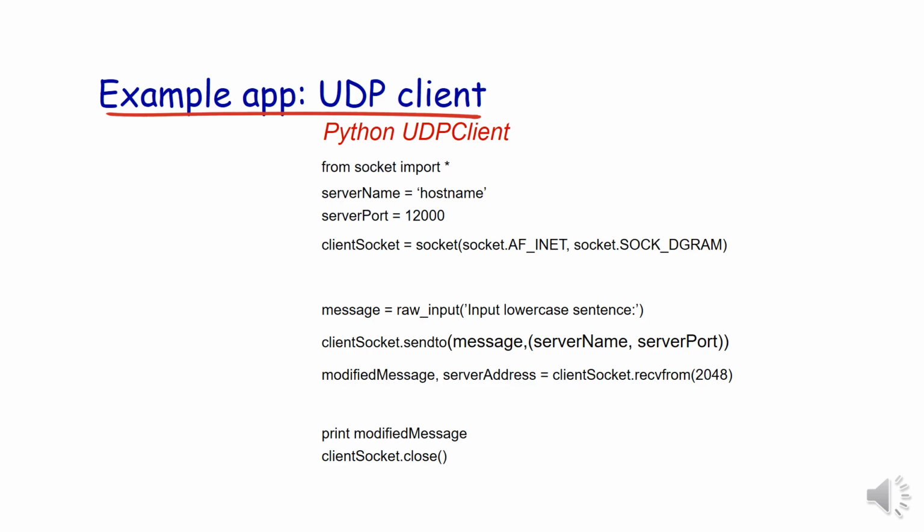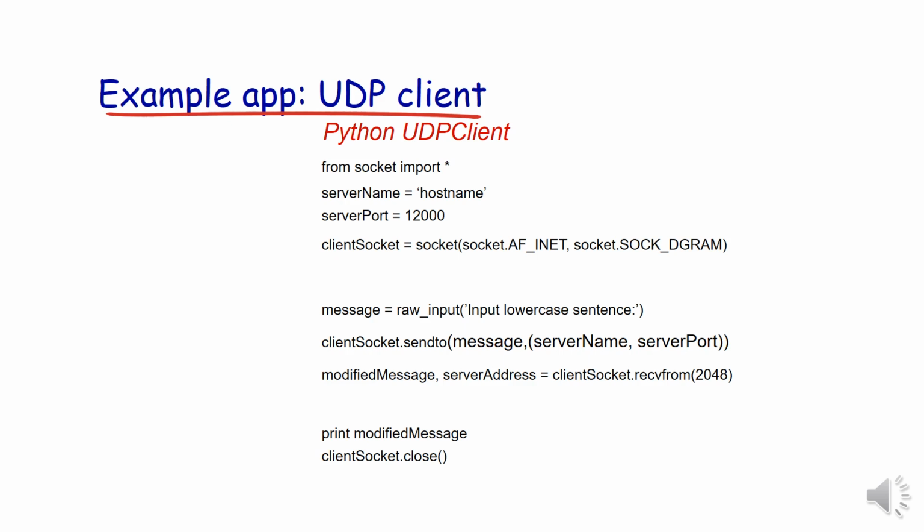Then the client creates a socket. The socket constructor is used for creating the socket, and the arguments are AF_INET, the address family, and SOCK_DGRAM. Finally, it creates a socket and stores it into the variable clientSocket. raw_input is a method for reading the data from the keyboard. "Input lowercase sentence" is just a print statement, and the message returned by the keyboard is stored into the variable message, and this message has to be sent to the server.